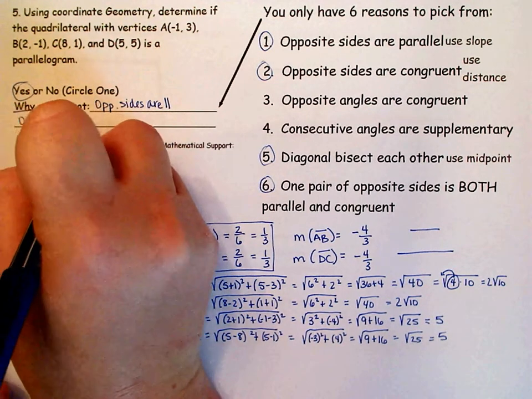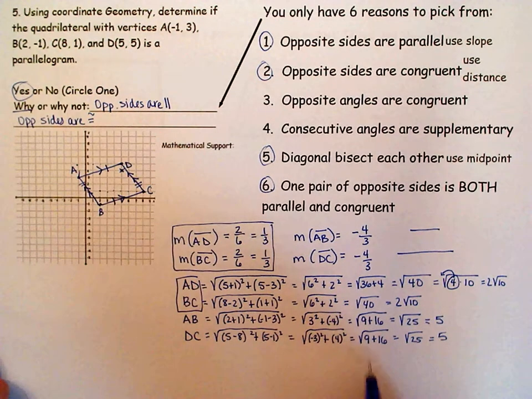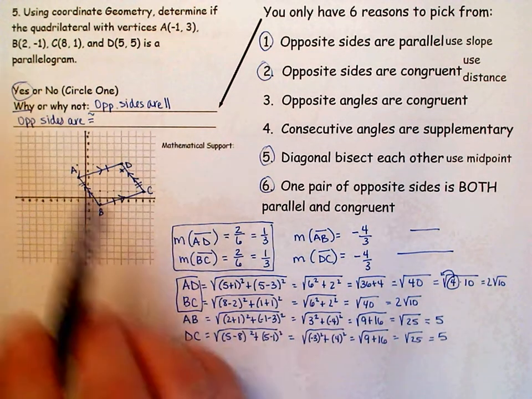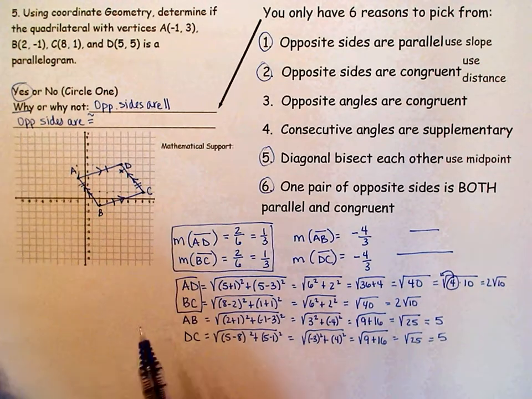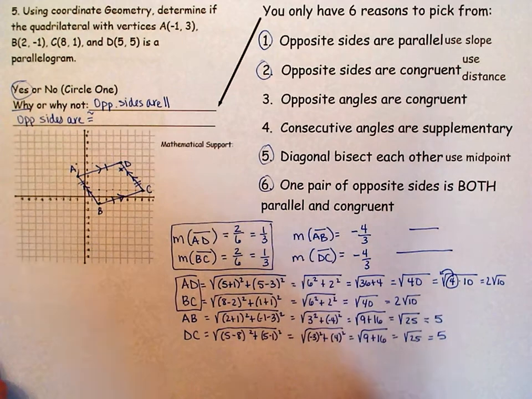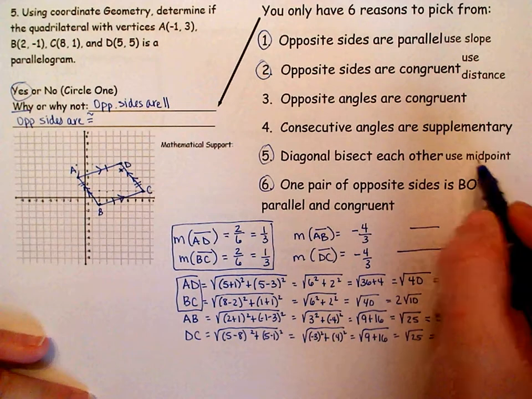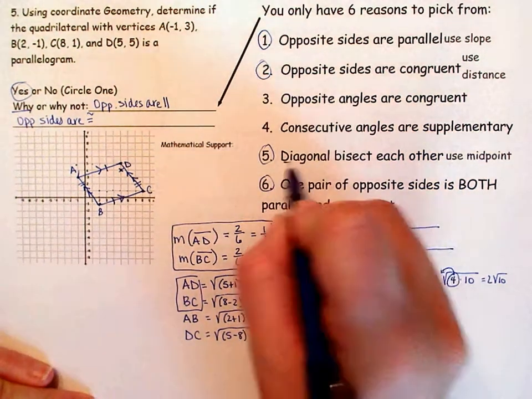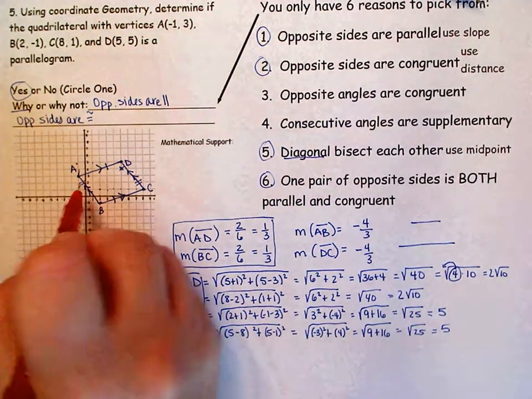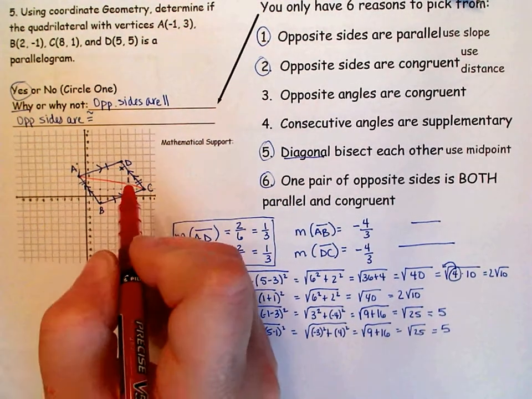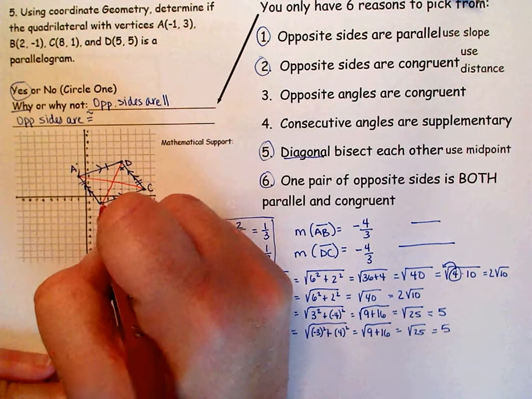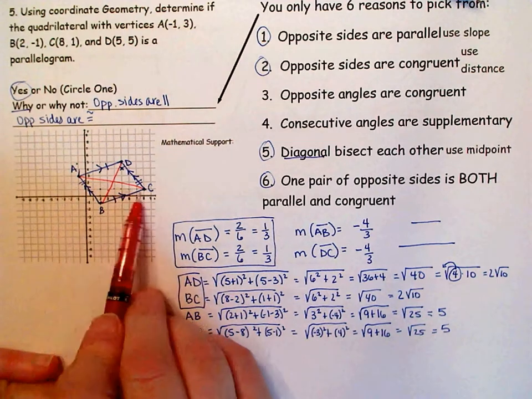You do not have to do all of these. If you do slope, give this reason. If you use distance, give this reason. Just make sure that your reason matches the work. So if I want to do diagonals bisecting each other, I'm going to be using the midpoint formula. And I'm doing that for the diagonals, not the sides. So my diagonals are connecting the 2 non-consecutive vertices of A and C and B and D. So these are the segments I'm finding the midpoint for.